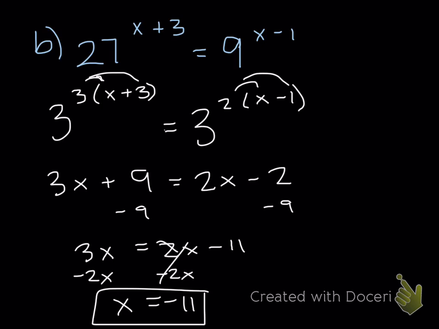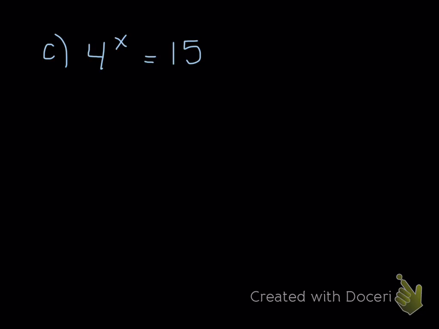So now we're going to get into the ones where we can't get the same base on both sides. So here, no matter how I rewrite 4 or how I could rewrite 15, I'll never be able to have the same base on both sides. So we need to approach this problem differently. As far as an educated guess, we know 4 to the 1st power is 4, and I know 4 to the 2nd power is 16. So if I had to take an educated guess, I would say that my answer is closer to the 2 range because I need to raise 4 to a power and get 15.